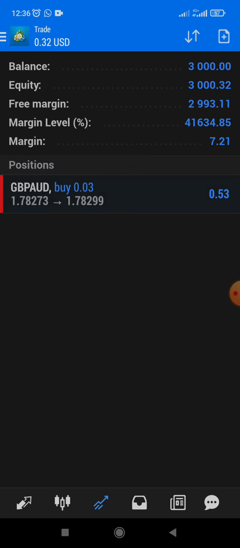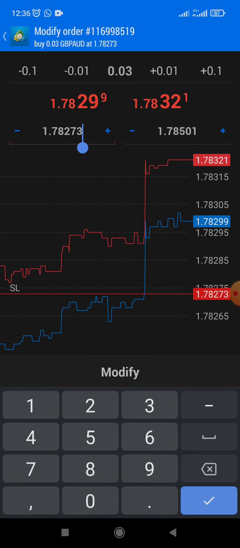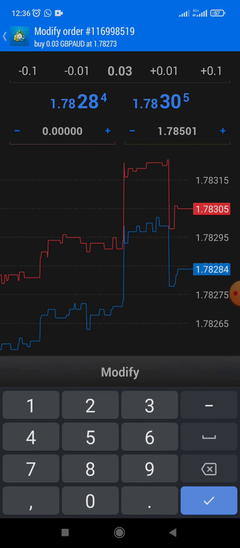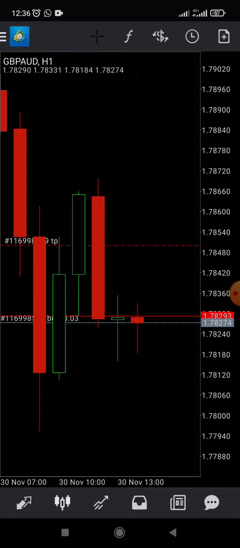Supposing you want to modify, as for the modification, you can do it at any time. So if you want to remove the stop loss again, you can just clear it off. Then you click on modify. Now it means you have removed the stop loss. So you see that the stop loss is no more there, and then the green dotted line is back. So that is how you can move your stop loss to entry or move your stop loss into profit.